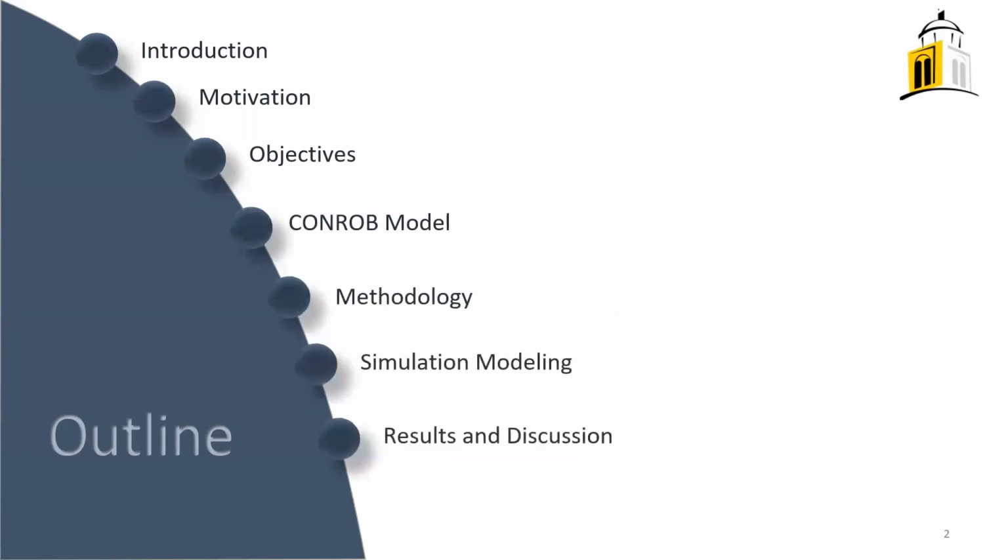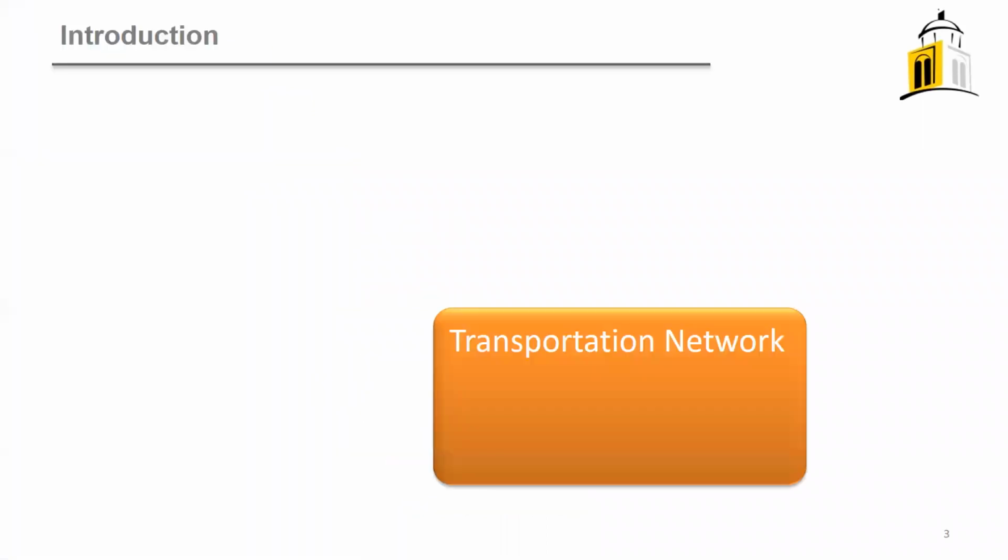So the outline for my presentation today, I'll start with some introduction about the subject matter, and then motivation of my research and objectives. And then I'll discuss a mathematical model that's called ConRAP, or Connectivity Robustness Model, that I'm using as the basis for my approach, and then the methodology, and then I'll talk about the simulation modeling and the results and discussion, and we'll end up with the research findings.